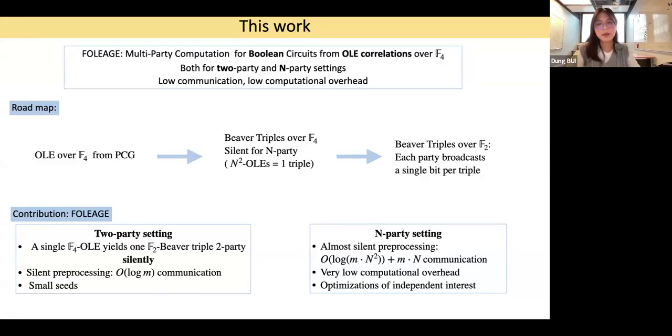And for the n-party setting, we managed to get an almost silent preprocessing. We have a low computation overhead, and we have some optimizations of independent interest. And for both the two-party setting and the n-party setting, we have benchmarks to show the efficiency of the constructions. So for the rest of the talk, I'm going to explain the roadmap, like how we get the BCG for Ealy over F4, until we get the pivot triple over F2, and then sum up how we get multi-party computation for Boolean circuits.